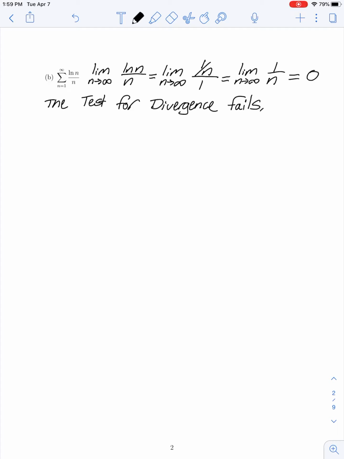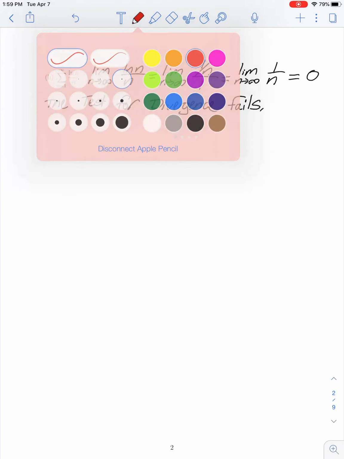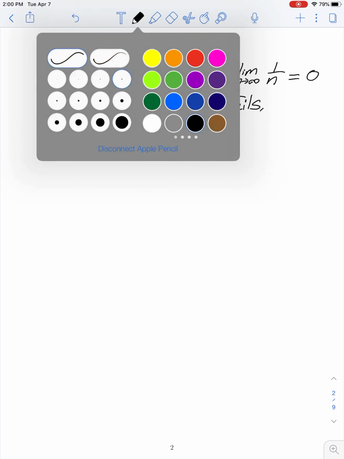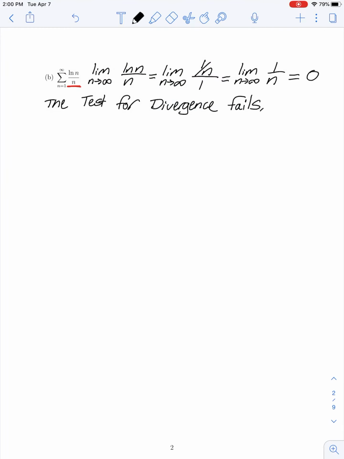So we have to apply some other test. When we look at the general term of our series here, the natural log of n divided by n, we can see pretty quickly that it is not going to be telescoping, and it is not a geometric series. Therefore, the only other test we have right now is the integral test. So let's consider applying this integral test.